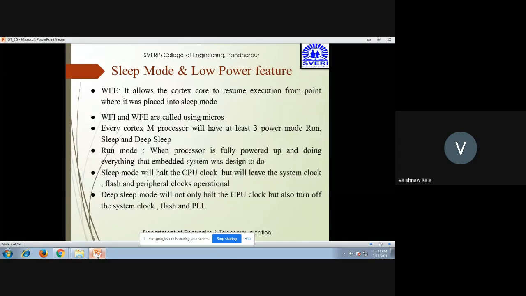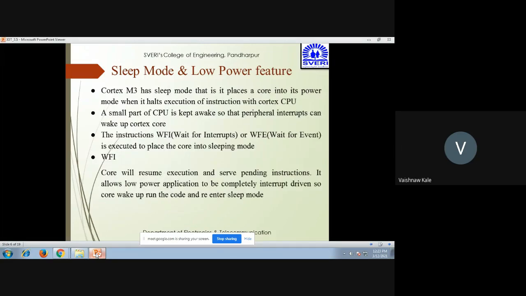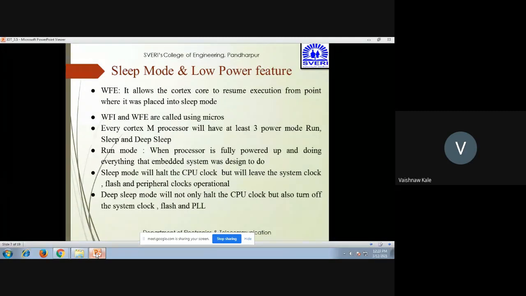Now WFE allows the Cortex core to resume execution from the point where it was placed into the sleep mode. As soon as it goes into the sleep mode, from that point, if we have a WFE, it resumes the execution point. After sleeping, the first one is your WFI. It will completely re-enter the sleep mode after resuming, and after the sleep mode it goes into the run mode, and after the run mode it is again placed into the sleep mode.